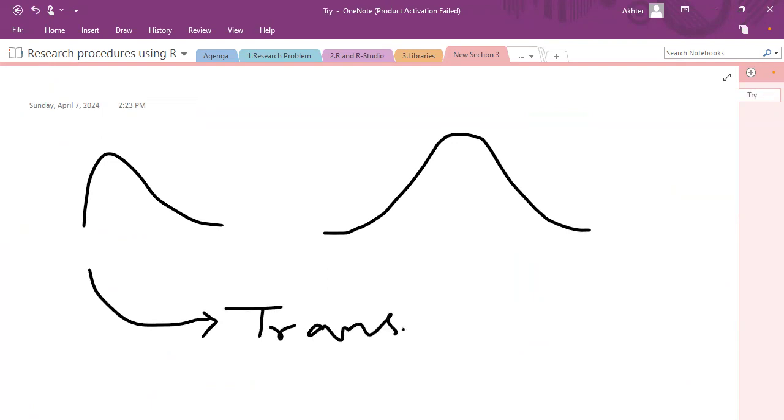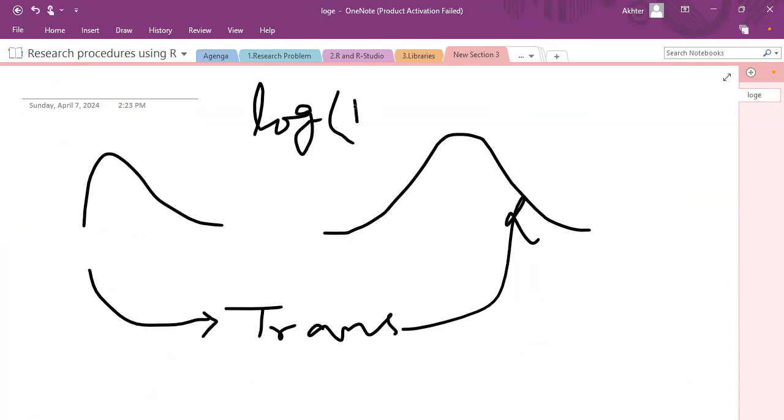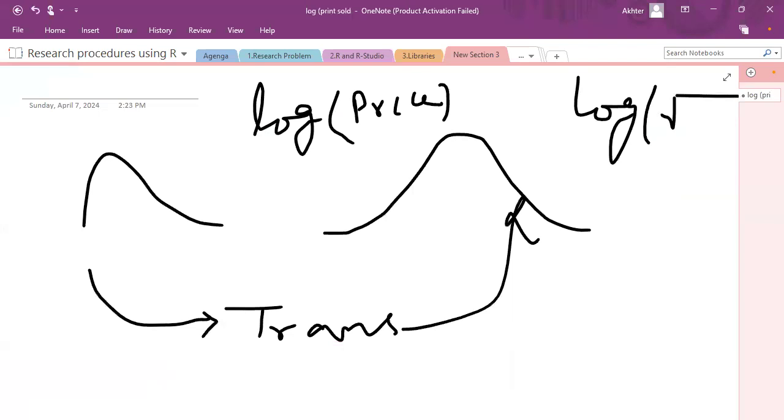Transformation is a very simple technique. You just have to take the log of the price and plot the logged values of the price. Or if it is not symmetrical after taking the log, you can try another transformation, the square root transformation, square root of price. I'm sorry, it's not log, the square root of price is another transformation.